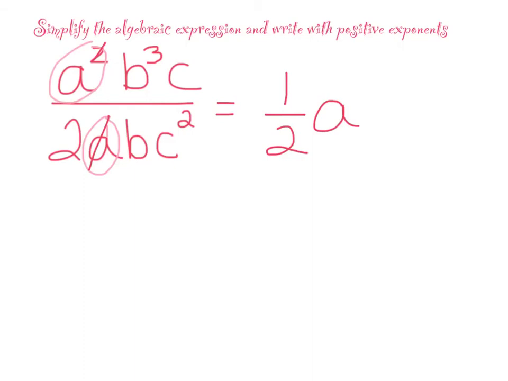Alright, then we have b cubed over b. One of those b's is going to cancel out, or if you think of it as 3 minus 1, that's b squared. And then you have c over c squared. So one of those c's is going to cancel out, and you're going to have a c on the bottom.